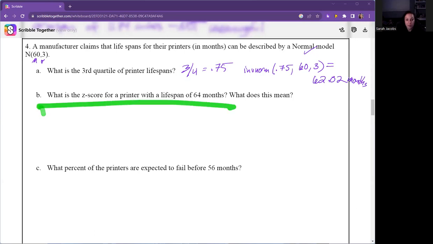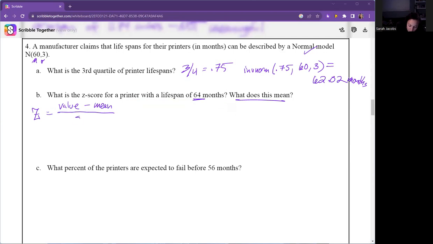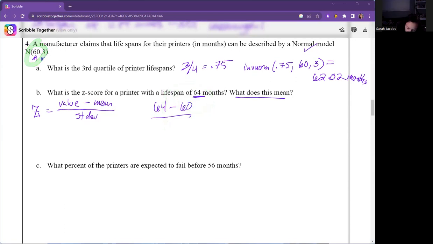Next, what's the z-score for a printer with a lifespan of 64 months? What does this mean? Okay, z-scores are always value minus the mean over the standard deviation. So our value here, our point of interest is 64. Our mean is 60. And our standard deviation is 3. So this gives us 4/3. This might be a good place to use mixed numbers. Generally, I don't like mixed numbers. In terms of what does this mean?